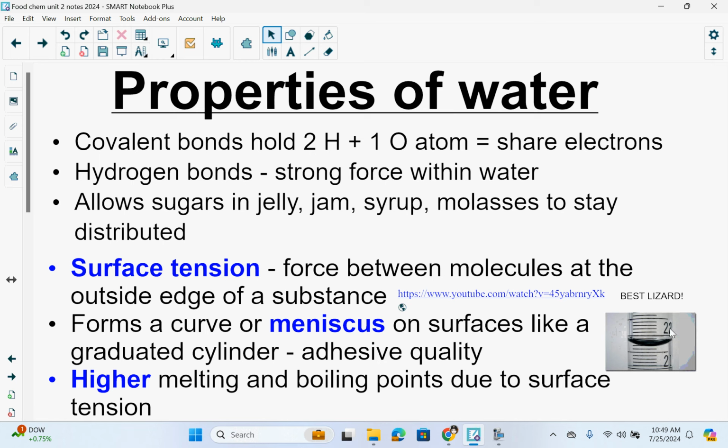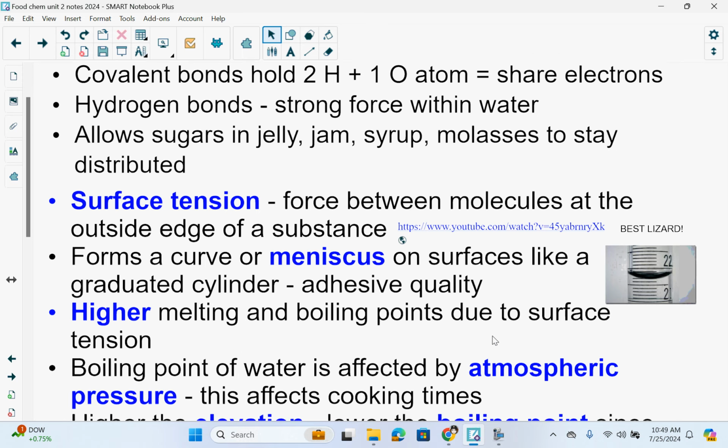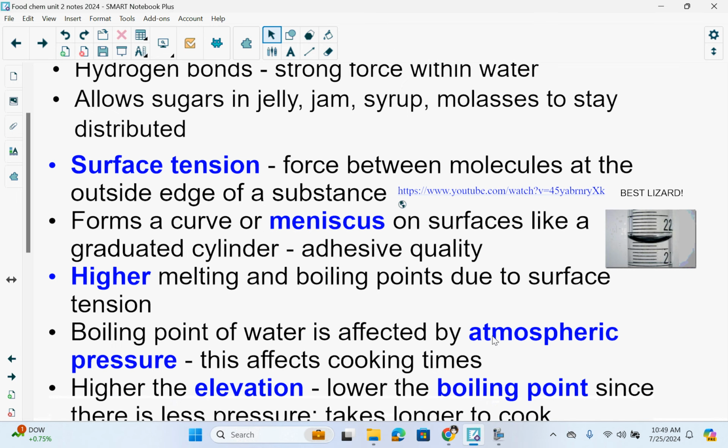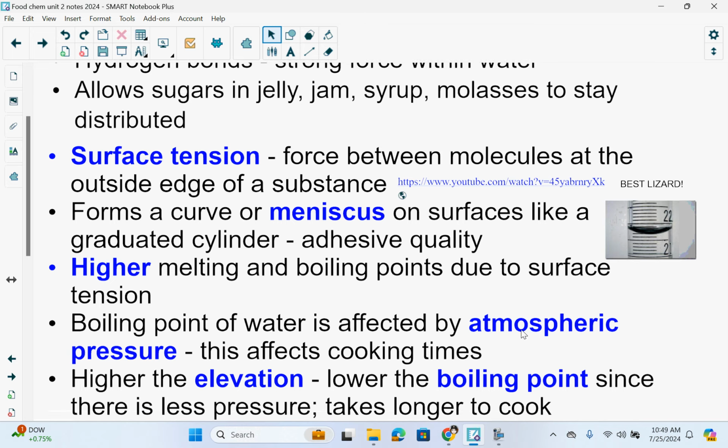or meniscus on surfaces like this graduated cylinder, or you can check out how this lizard uses this concept. It's an adhesive quality. The higher melting and boiling points of water are due to surface tension. The boiling point of water, 100 degrees Celsius, is affected by atmospheric pressure, and this affects cooking times.